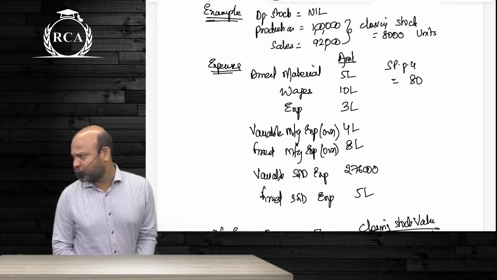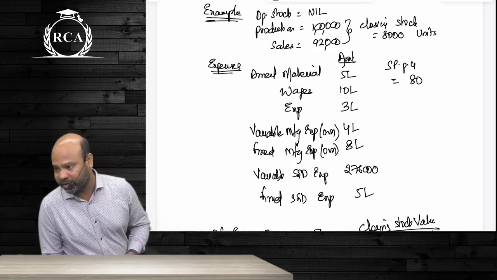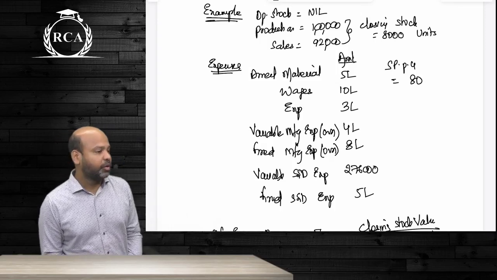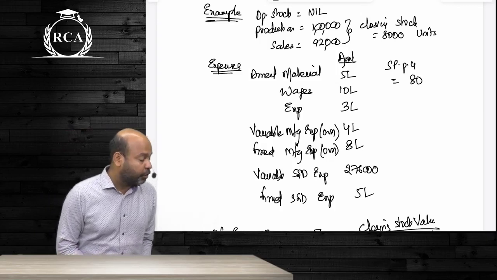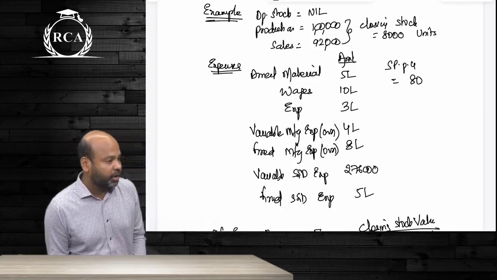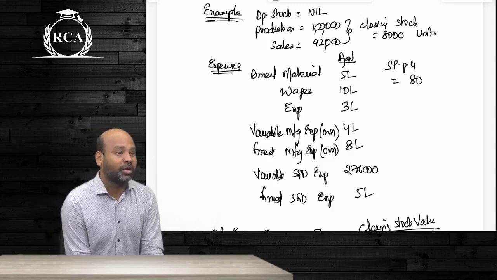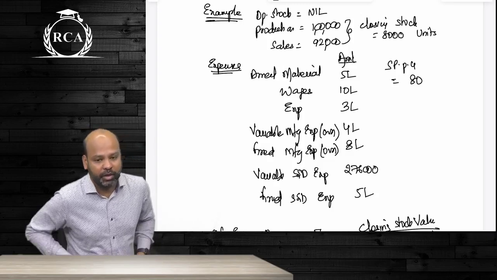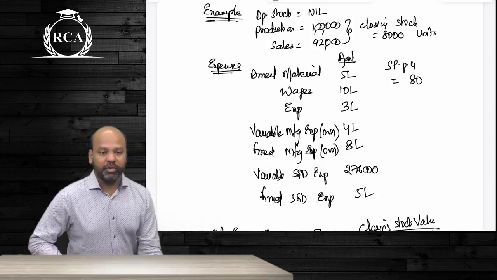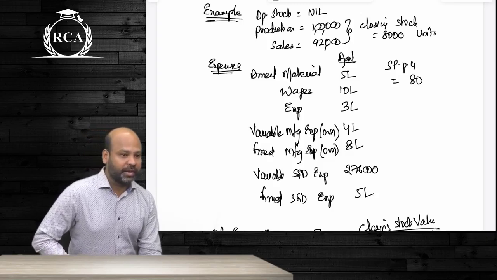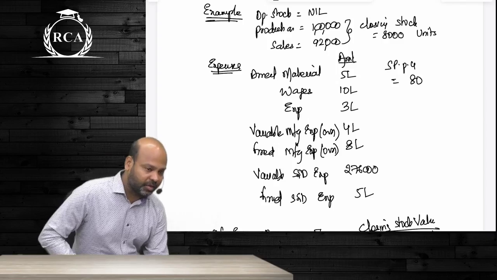Under absorption costing guys, you will write sales minus COGS. You will arrive at the amount of gross profit. From gross profit, you will deduct all selling and distribution expenses to arrive at the amount of net profit. When you write COGS, you will have to write both variable manufacturing expenses and fixed manufacturing expenses.